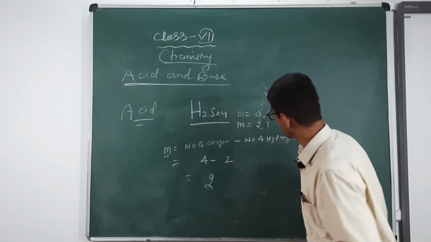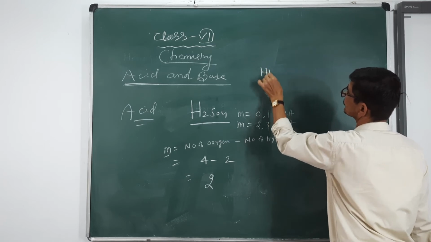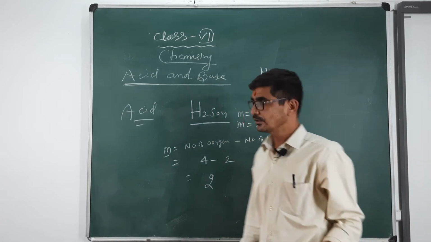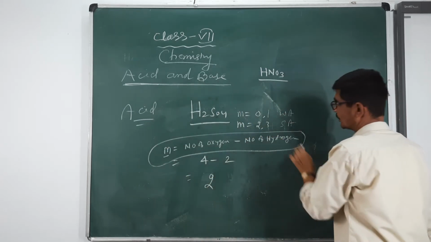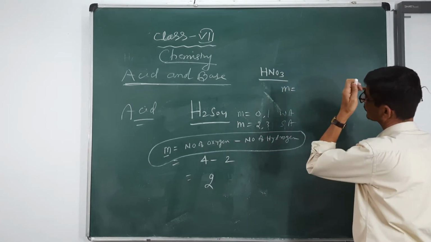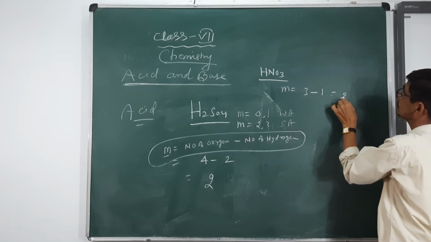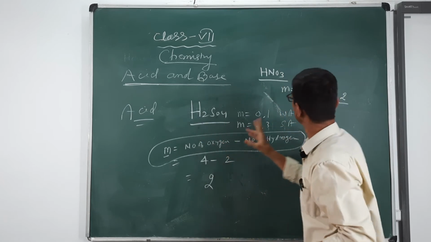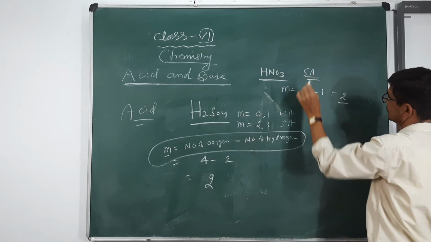Clear, students? Now one more example I will take here: nitric acid. Nitric acid is also known as a strong acid. Why? The same formula you can apply here. You just calculate the value of M. The number of oxygen is 3 and the number of hydrogen is 1. So the difference is 2. If the difference is 2, then we can say that nitric acid is a strong acid.